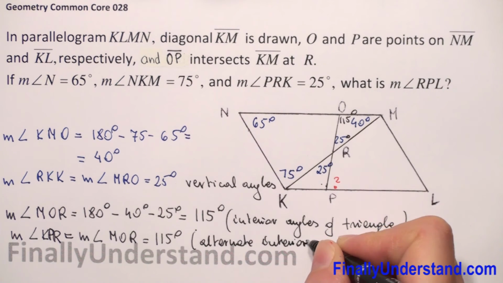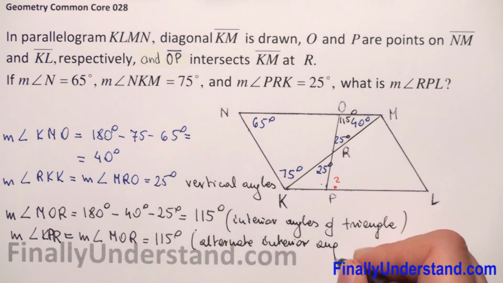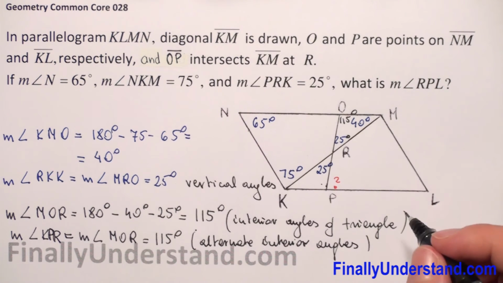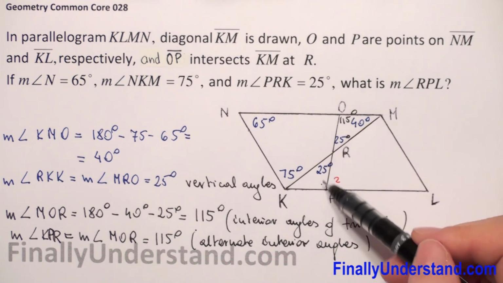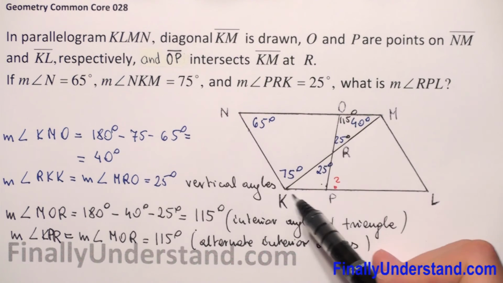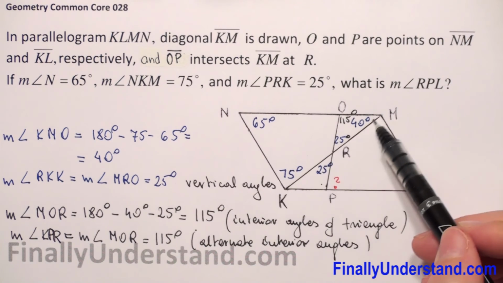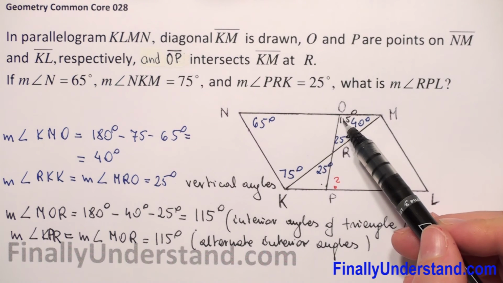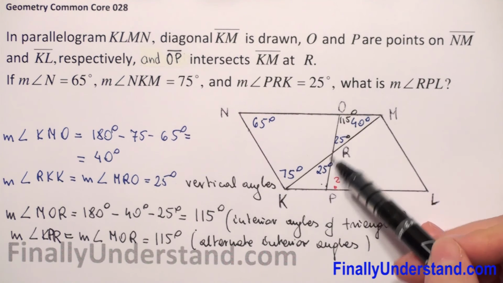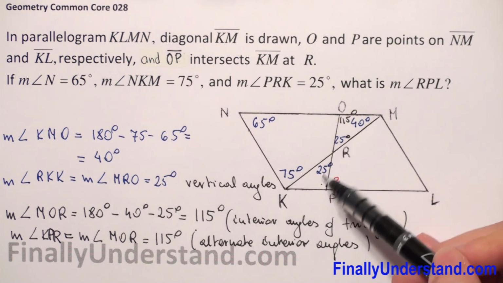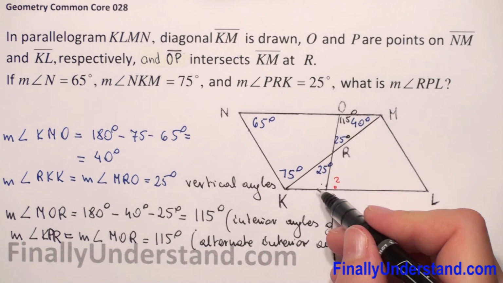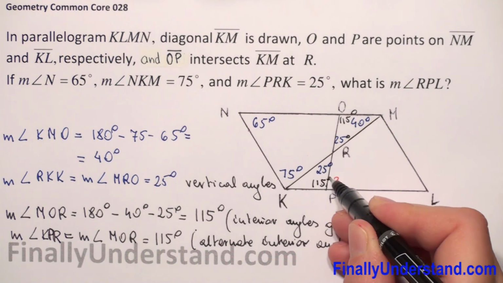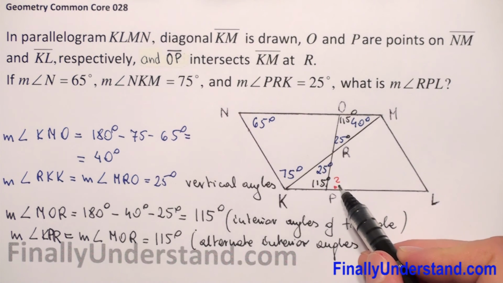When we have two parallel sides cut by a transversal, then two alternate interior angles are congruent. So here we have also 115 degrees. And what we have here is the angle which we have to calculate.